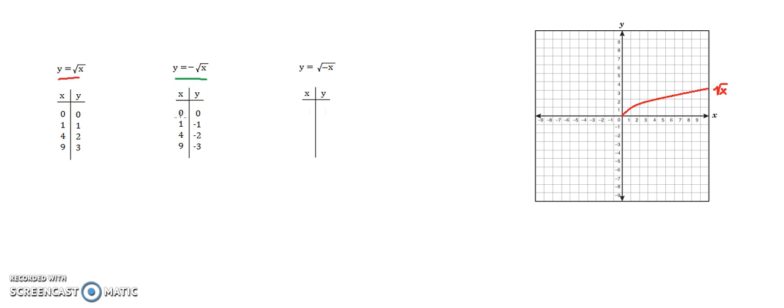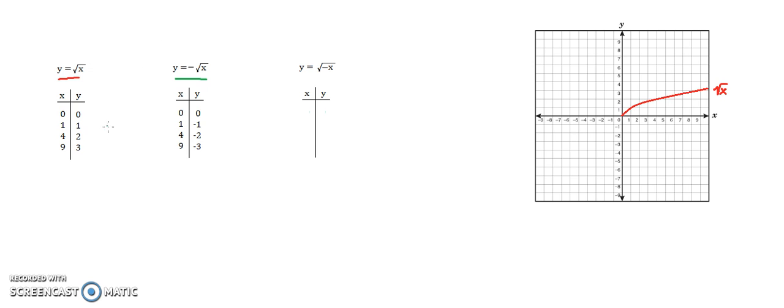Well, I've already filled in the table here. I picked the same exact numbers. Remember your order of operations. So what we do here is we put it in, we take the square root, and then we make it negative. So when we put 0 in, we're going to have 0, square root of 0 is 0, negative 0 is still 0. We put 1 in, square root of 1 is 1, negative 1, we get negative 1. And then same thing here, square root of 4 is 2, so we get negative 2, and for 9 we get negative 3.